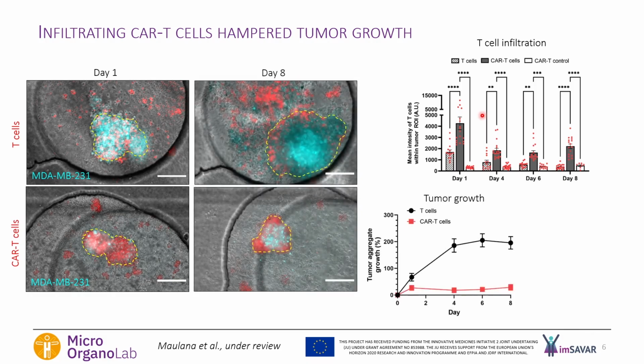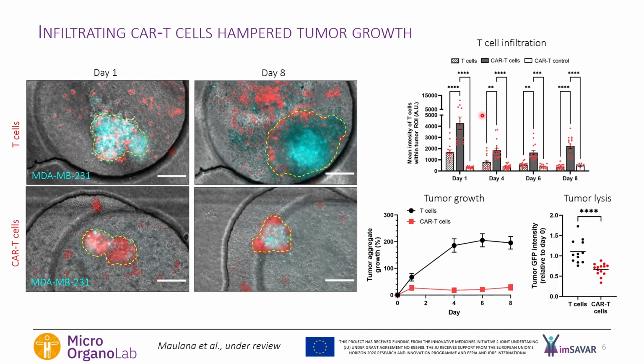And what we then saw on day 8 is that the tumor aggregate actually continued to grow in the control T cell condition, whereas the growth of the tumor aggregate in the CAR T cell condition was hampered. And as the tumor aggregates are expressing GFP, we could also quantify the signal, comparing before and after treatment, to measure the lytic activity done by the T cells. Here we could see that in the CAR T cell condition, the GFP signal dropped after 24 hours, whereas in the control T cell condition, it remained relatively the same and even increased. And during all these interactions over 8 days, a lot of cytokines are being produced.